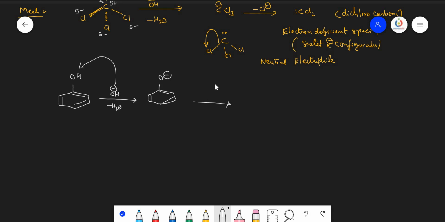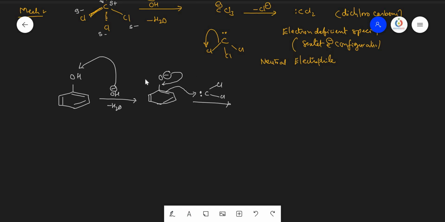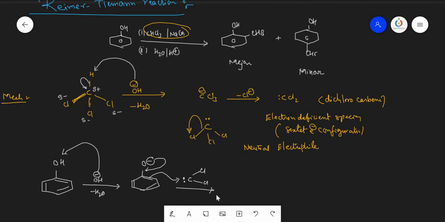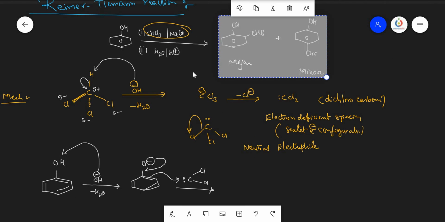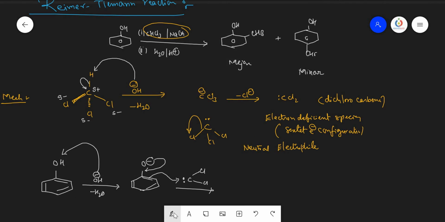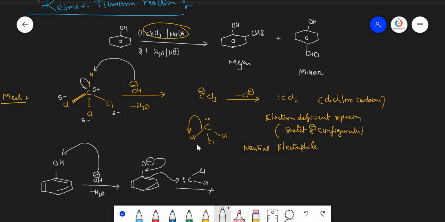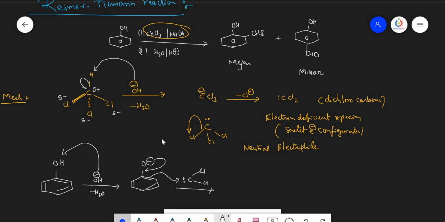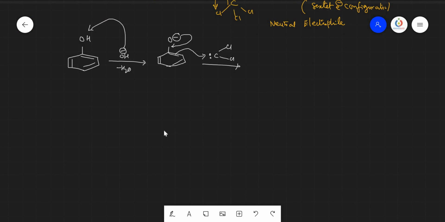So this phenoxide ion will be attacked by the dichlorocarbene, C, Cl, Cl. How will it attack? These electrons will be shifted over here. This electron will attack over here. Here two chances are there because we have written the para product also. This is the para product. I'll explain how the para product will come.